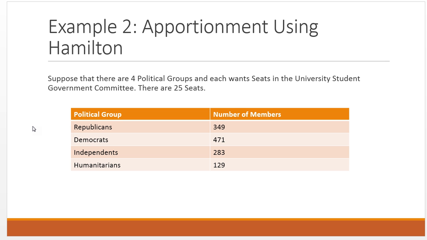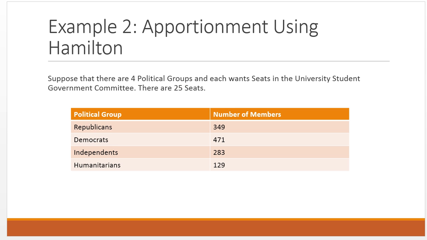Well, let's do another example of this now. In this second example, suppose we have 4 groups, and they're political groups. And each wants seats in the University Student Government Committee, and there are 25 seats available. Here's our groups, and here's the number of members in each group. So we have our Republicans with 349 members, Democrats with 471 members, Independents with 283 members, and Humanitarians with 129 members.